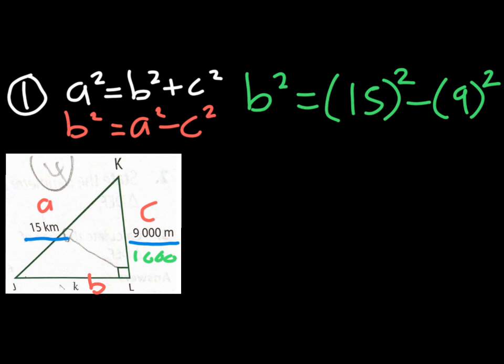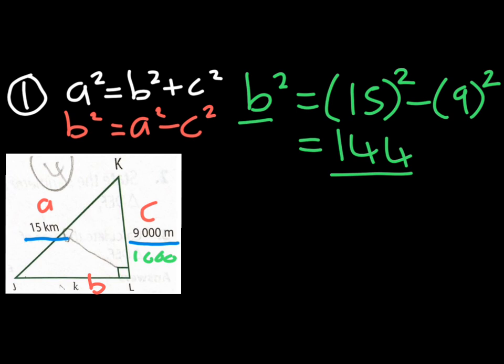So, we can then punch this into our calculator, and we get that this equals 144. So, therefore, b squared equals 144. But now remember, we don't want b squared. We want b alone. To find b alone, we need to get rid of the square.